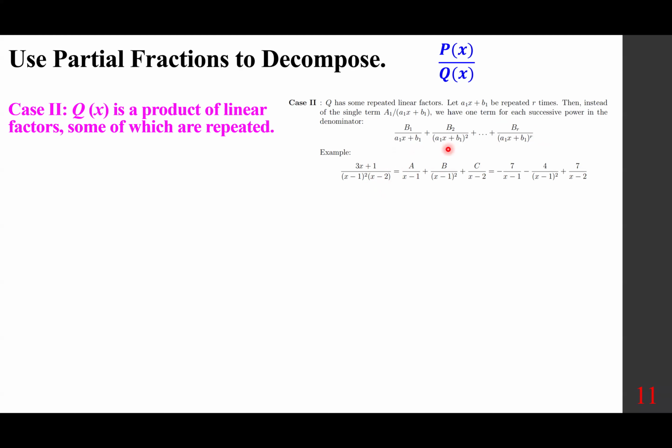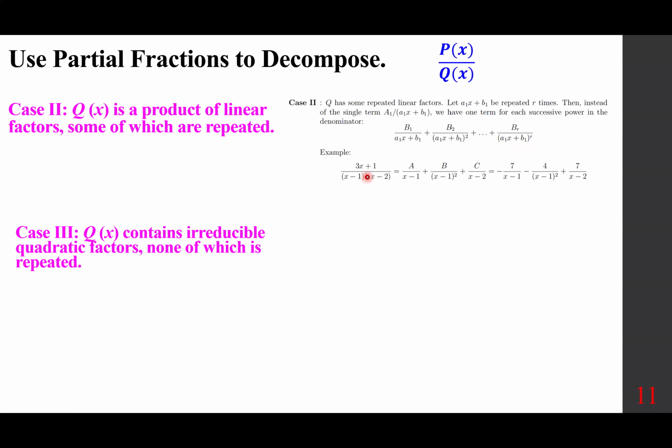You don't have it anymore. So x minus 2, c over x minus 2. If you work it out, you get minus 7 over x minus 1 minus 4 over x minus 1 squared and plus 7 over x minus 2. So this is case number two. Case number two, we have repeated factors. So in other words, in this case, x minus 1 had an exponent.